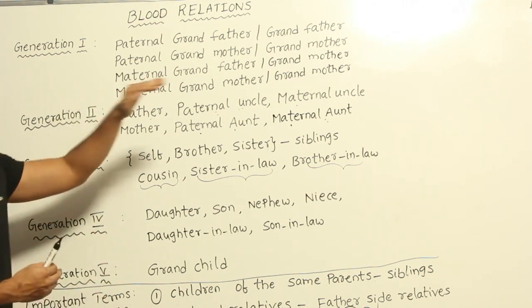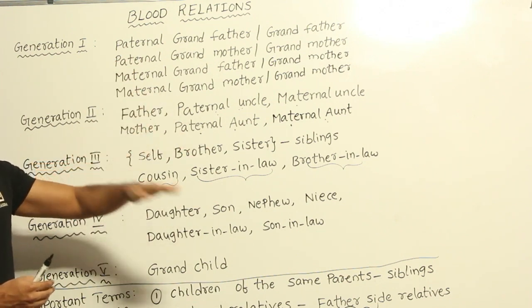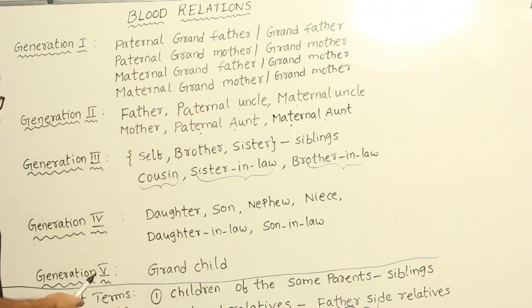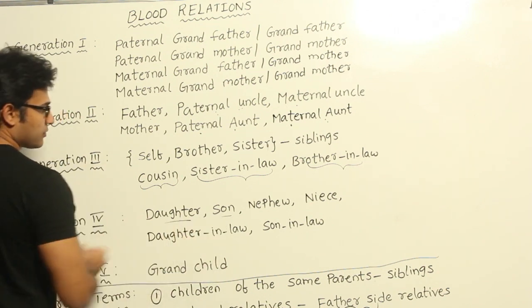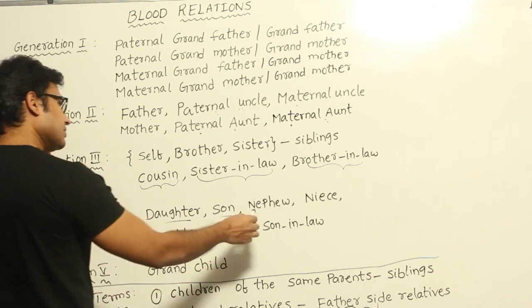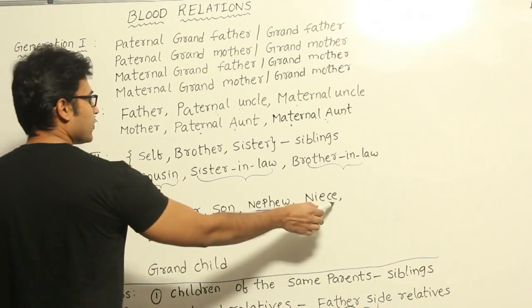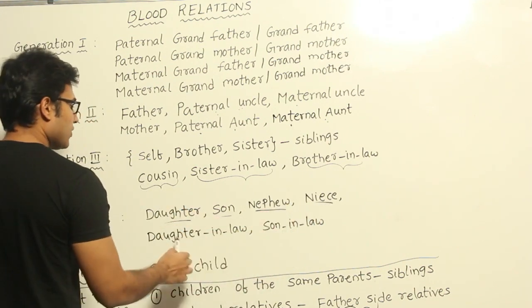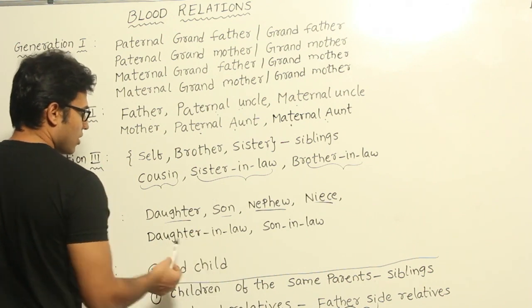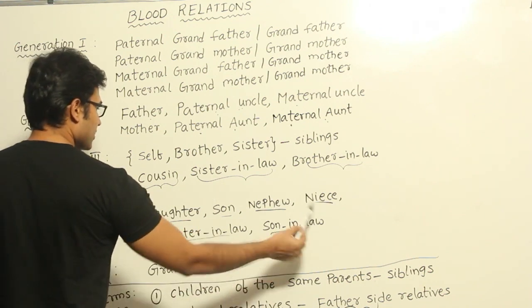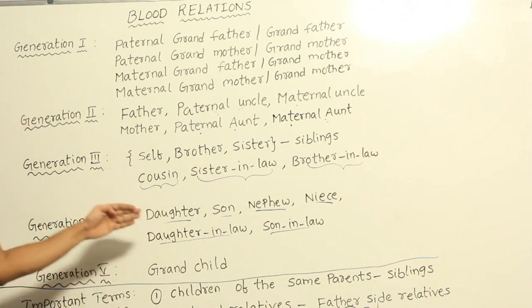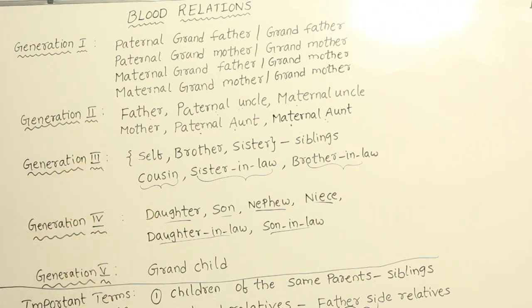Are you getting this? Grandfather, and then father, and then you, and then your children. Now maybe you have a son or a daughter, right? Or your siblings might have children, isn't it? Then in that case you are going to have nephew and niece. Or your son or daughter might have got married. In that case, you are going to get daughter-in-law and son-in-law. So all of these people are going to be at the next level, right?